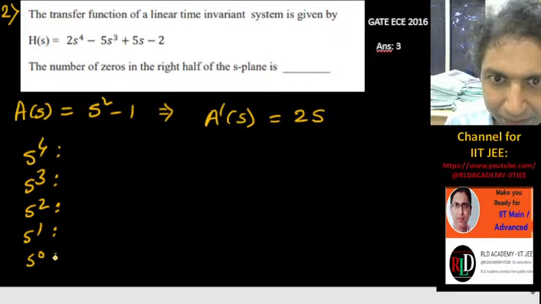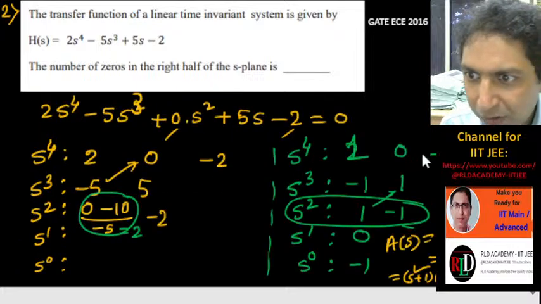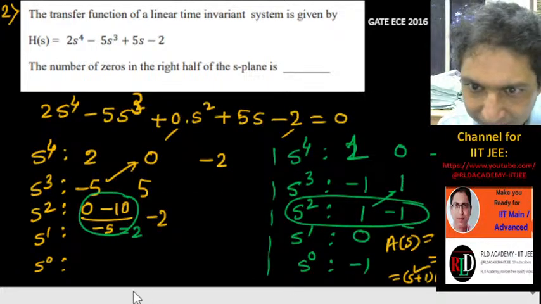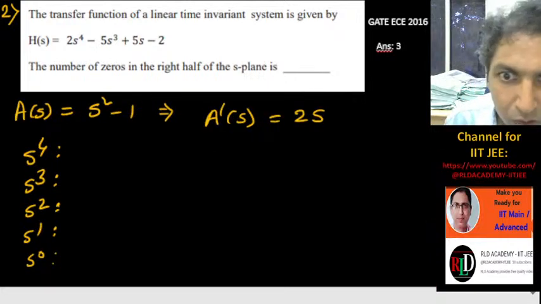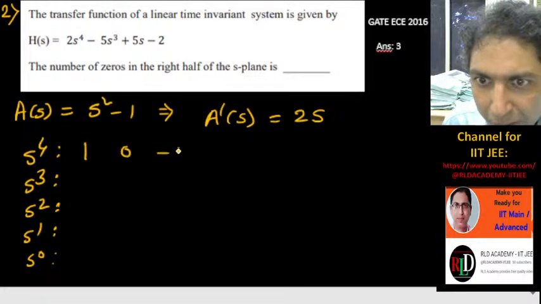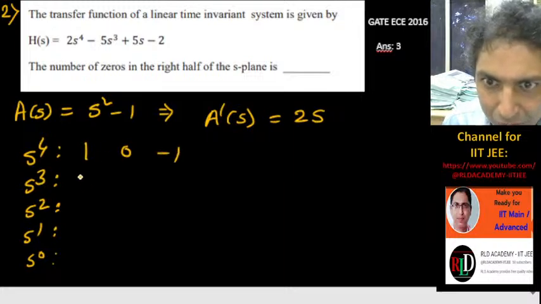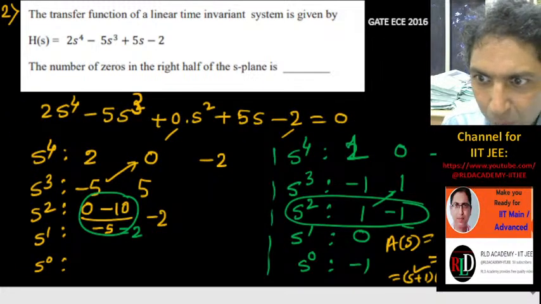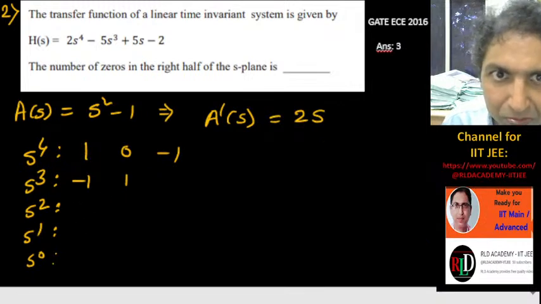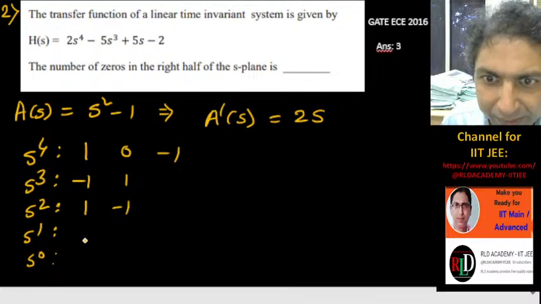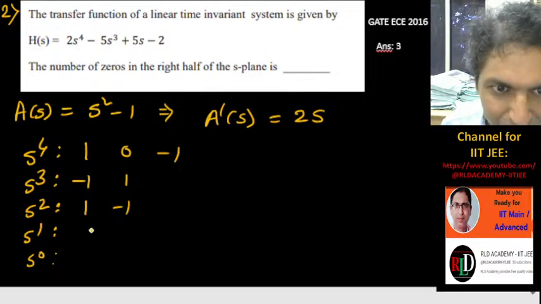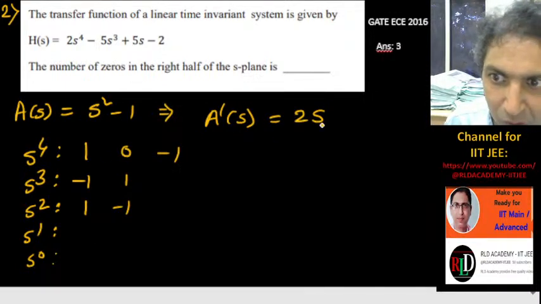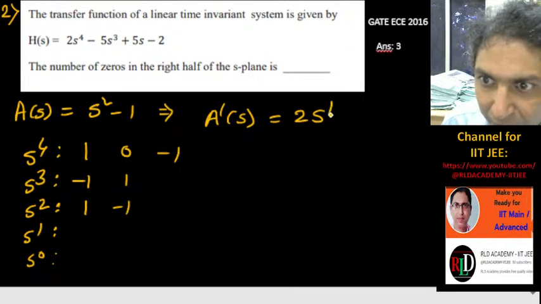Can you see this? This is 1, 0, minus 1, all our things are there. So 1, 0, minus 1, then we have got minus 1 and plus 1, is it right? And then 1, minus 1, and then here we got 0. So for s to the power 1, this element was 0, that we can replace by its power, because its power is 1. Now its coefficient will be replaced here.